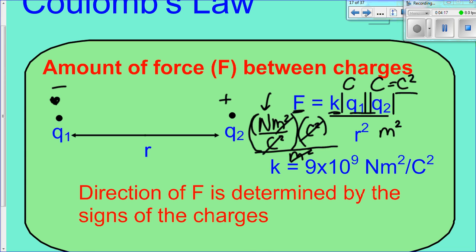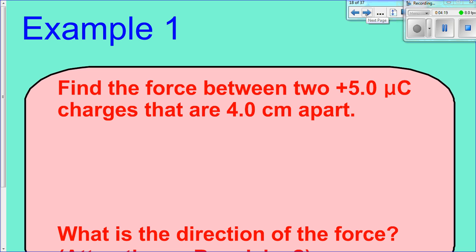So let's do some problems with Coulomb's law. All right, example 1. We have two examples in this video. Example 1: find the force between two positive 5.0 microcoulomb charges that are 4 centimeters apart. So first of all, let's draw this. So here's my two charges right there. I am told that they are separated by a distance of 4 centimeters. And each one is positive 5.0 microcoulombs. So there's the first one, and then there is the second one.